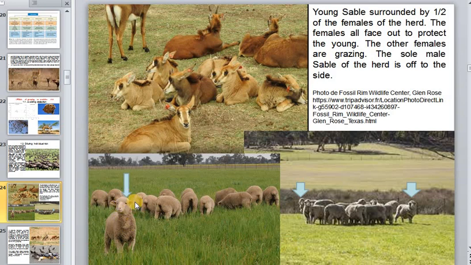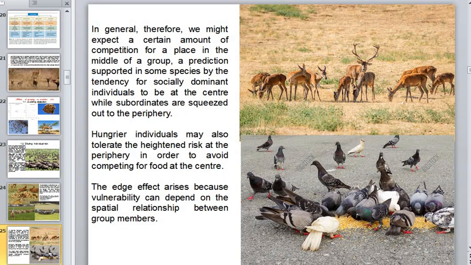Here we see vigilant animals, and in the center, animals just eating. Sometimes animals such as saiga keep young surrounded by females of the herd, and the females will face out and protect the young. The other females are grazing, and the sole male of the herd is off to the side. And here we see the lynx, and one more general point. In general, therefore, we might expect a certain amount of competition for a place in the middle of the group, a prediction supported in some species by the tendency for socially dominant individuals to be at the center while subordinates are squeezed out to the periphery.